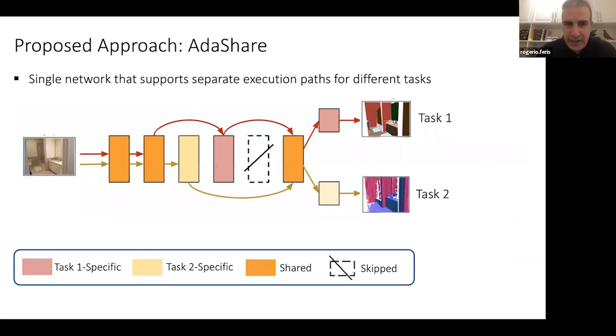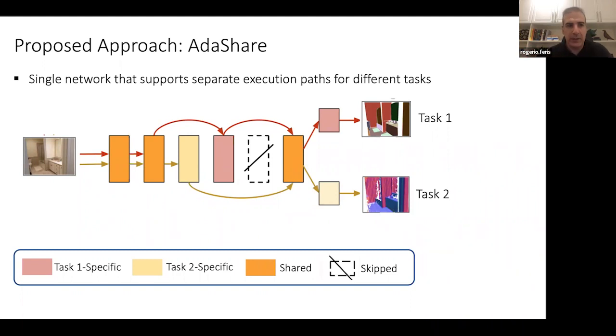So in order to address this problem, we proposed an approach that we call AdaShare. The idea here is that we have a single backbone. Instead of having multiple backbones, as in the soft parameter sharing approach, we have just a single backbone. And the key idea is that we have a different computational path for each task. In this example, we have two tasks.